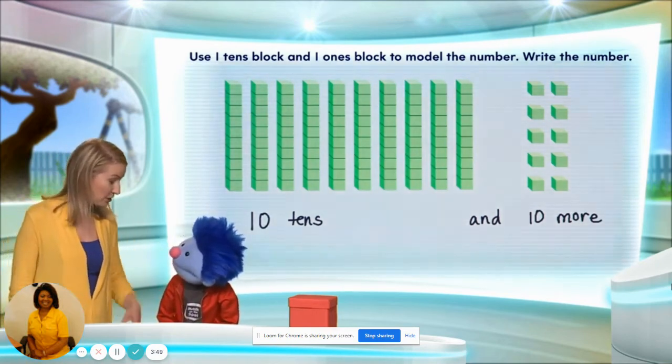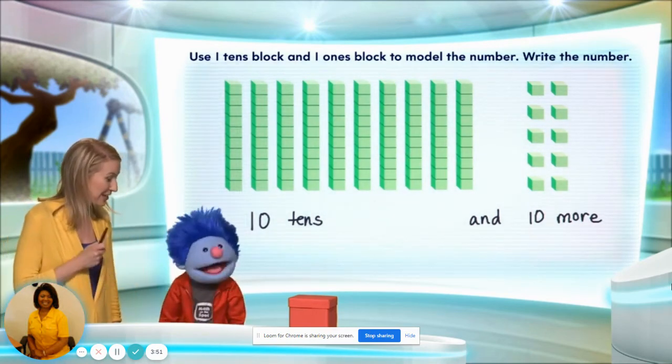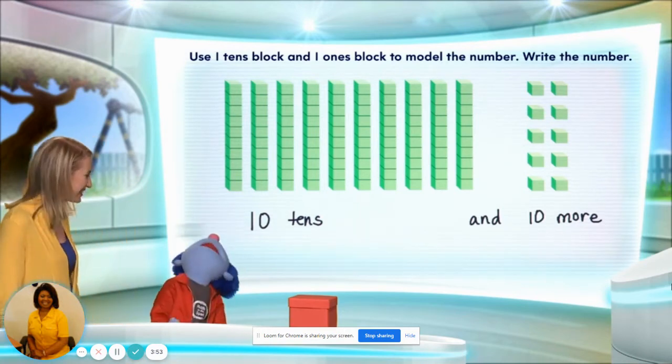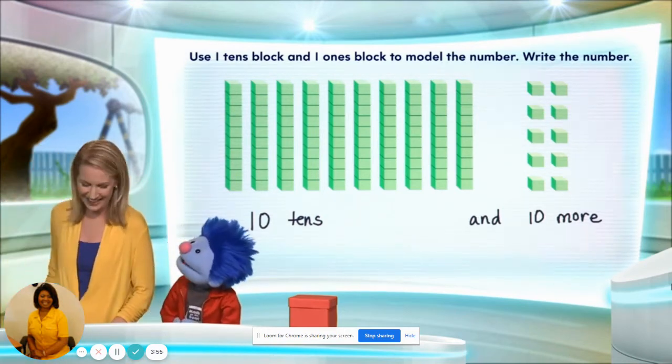Good job. You remember. I did, because you're such a good teacher. No, it's such, you're deaf. It's because you're such a great student. That's what I meant to say.